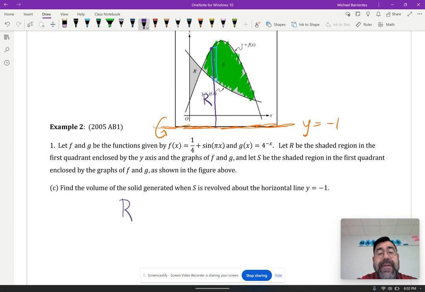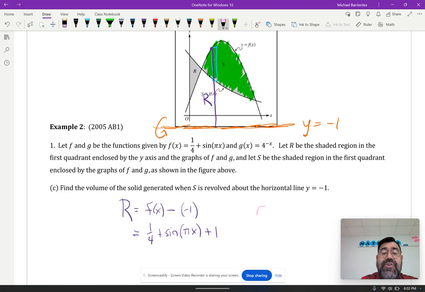That's capital R. So capital R is top function minus bottom function. Top function is f of x minus bottom function is -1. Be careful. Top minus bottom, my bottom function is a -1, so minus a negative is going to turn into a positive, right? So just be careful there. 1/4 plus the sine of pi x plus 1. And if you want, you can put these two together and get 5/4.